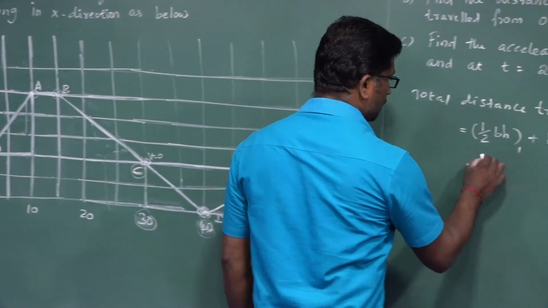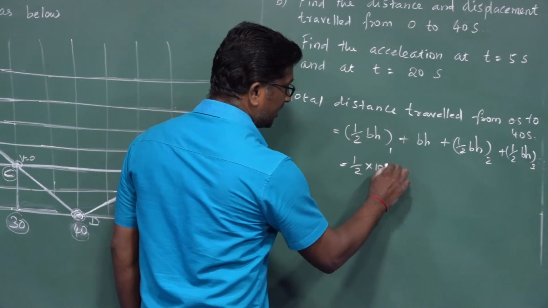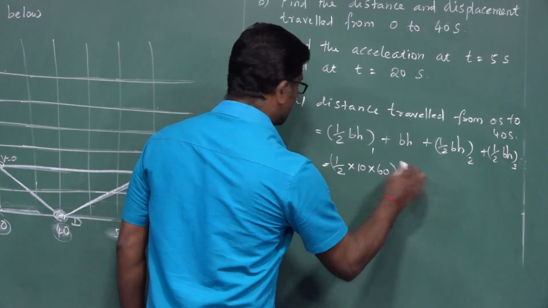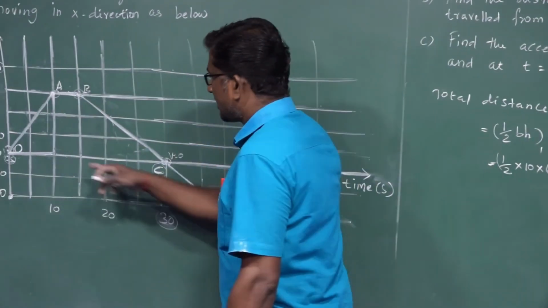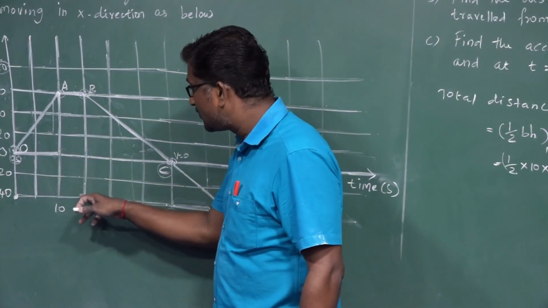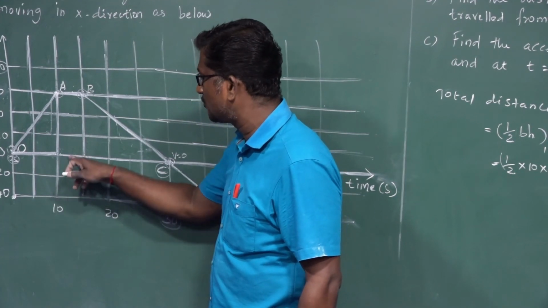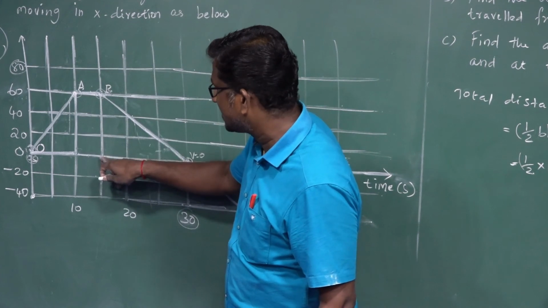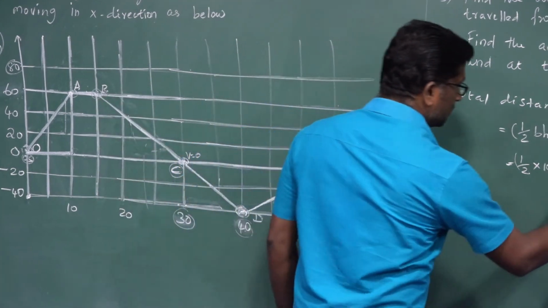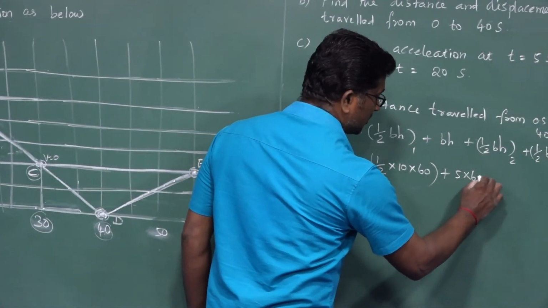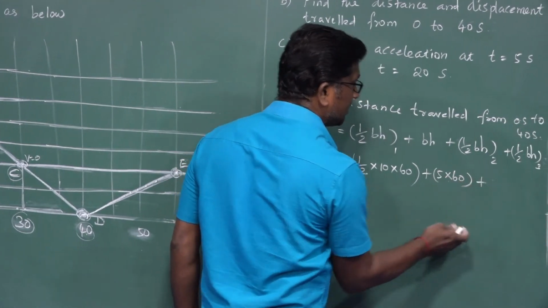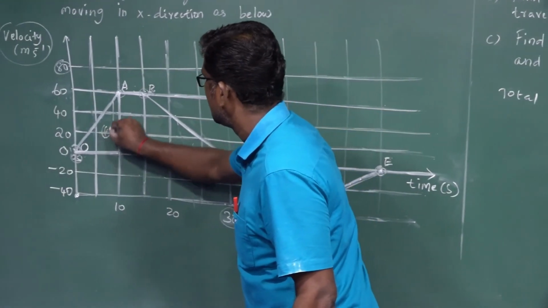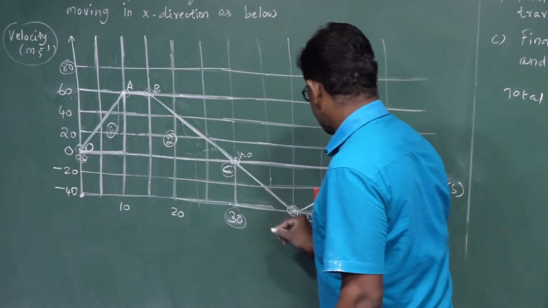Right, the area of the first triangle: B value 10 minus 0, 10, and H value is 60 minus 0, 60. Plus in the rectangle, the breadth value is 15 minus 10, so 5, and the height value is 60 minus 0, so 60. So 5 into 60. Plus the area of the second triangle. So this is the first triangle, this is the second triangle, and this is the third one.